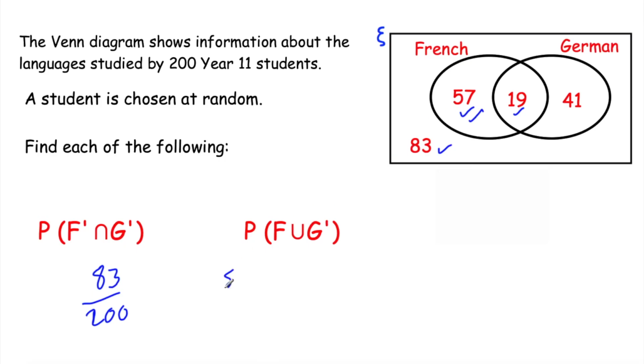So that means that we're going to have 83 plus 57 plus 19. And when we add those up, that's equal to 159. So there's 159 students that study French or not German. So then if we put that over 200, that's our probability of picking one at random. So 159 over 200. That's the probability of picking a student that studies French or not German.